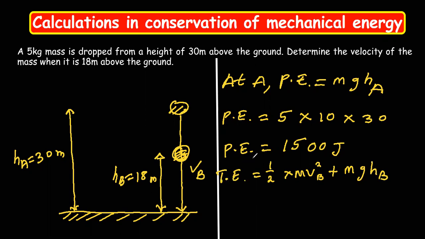So our total energy at A, which we have calculated to be 1,500, we write it here, 1,500 equal to 1/2 times the mass, which is still 5, then times this VB, which is the one we're looking for. So let's just say 5 VB square, plus mass times 10, then times the height at B, the new height, which is 18 meters now. So now we just express this.